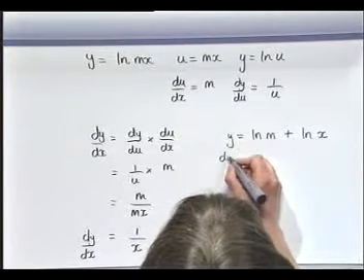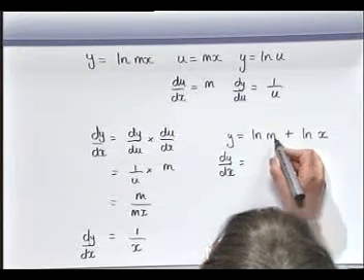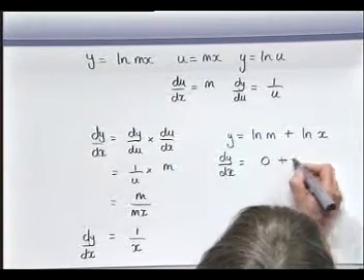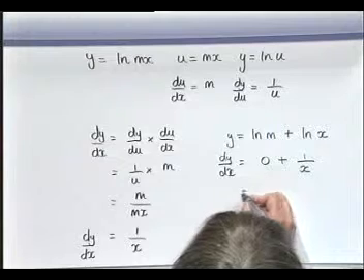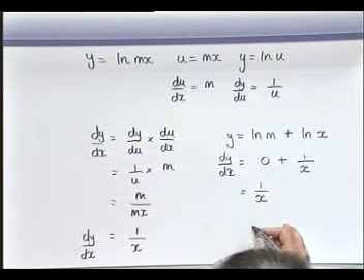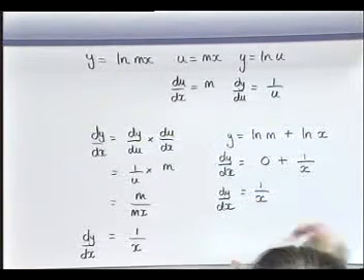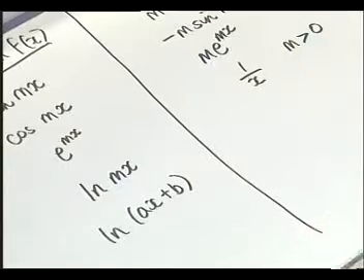So our dy by dx was equal to, well, log to the base e of m is just a constant. So when we differentiate that, we get 0, plus log to the base e of x, well, we know the derivative is 1 over x. So we end up with just the same as before. dy by dx is equal to 1 over x. Now, one final one to have a look at is log to the base e of ax plus b. So let's just have a look at that one.